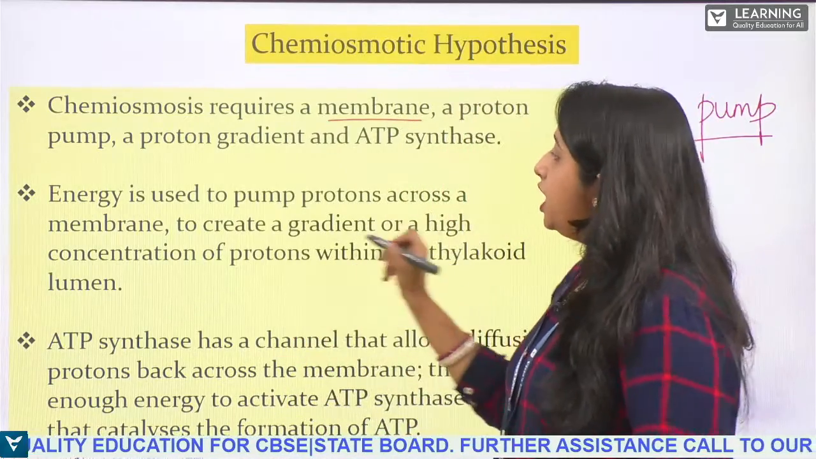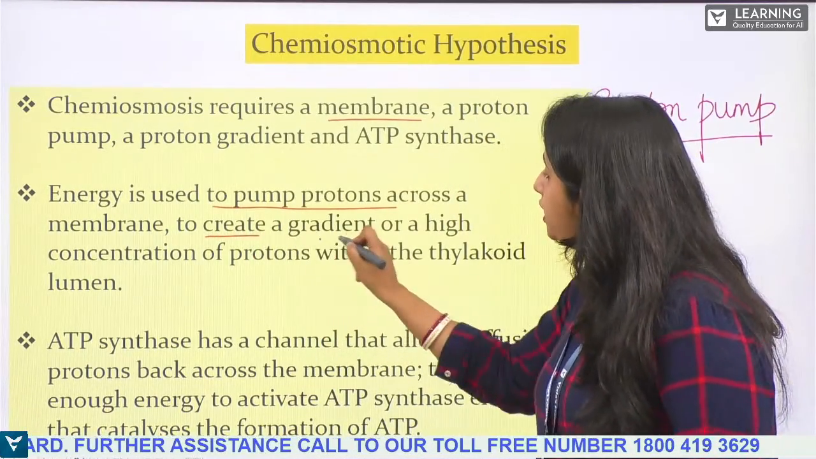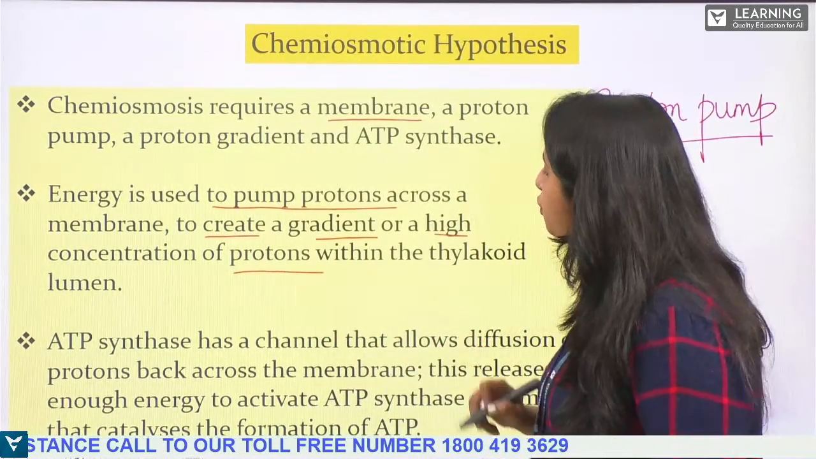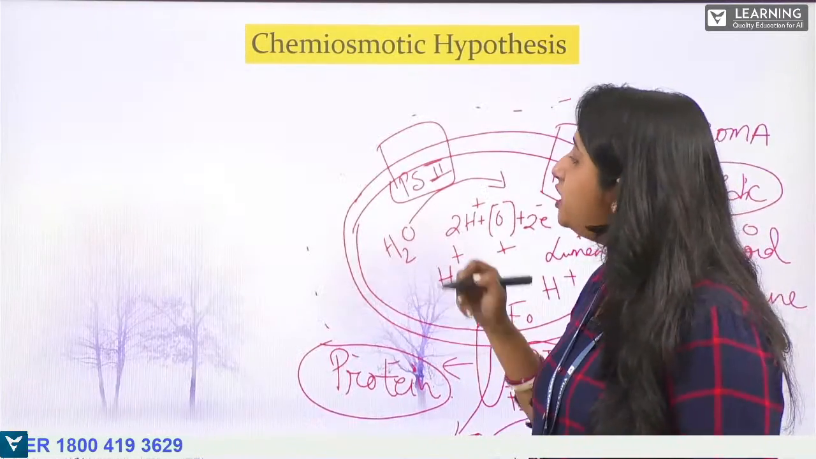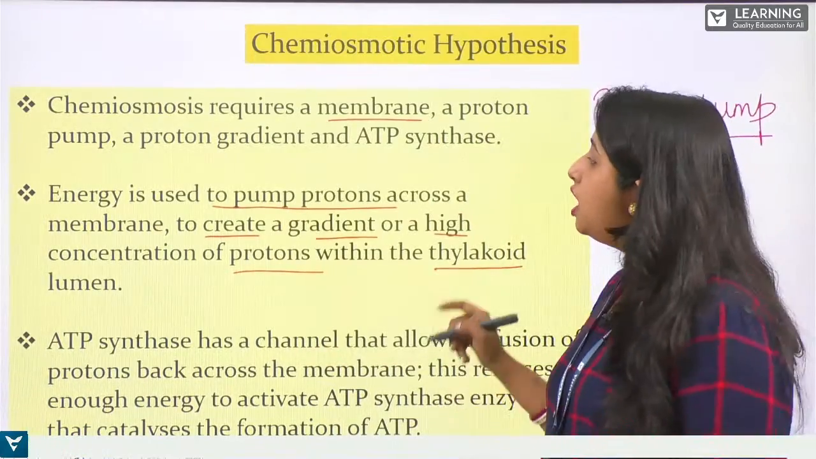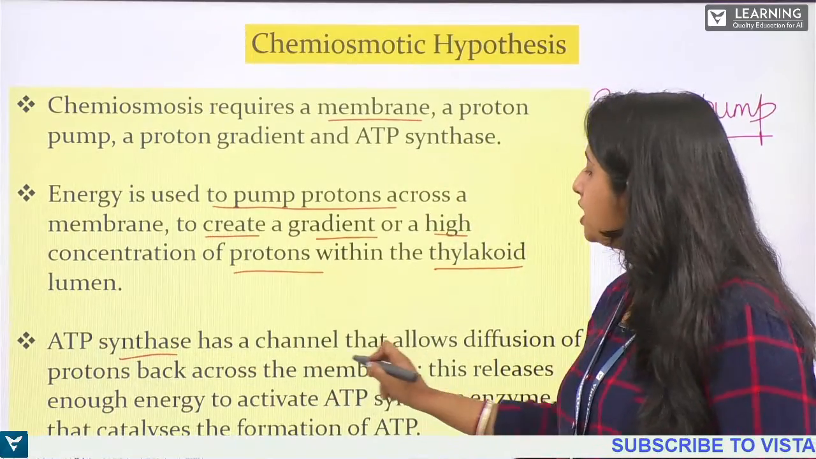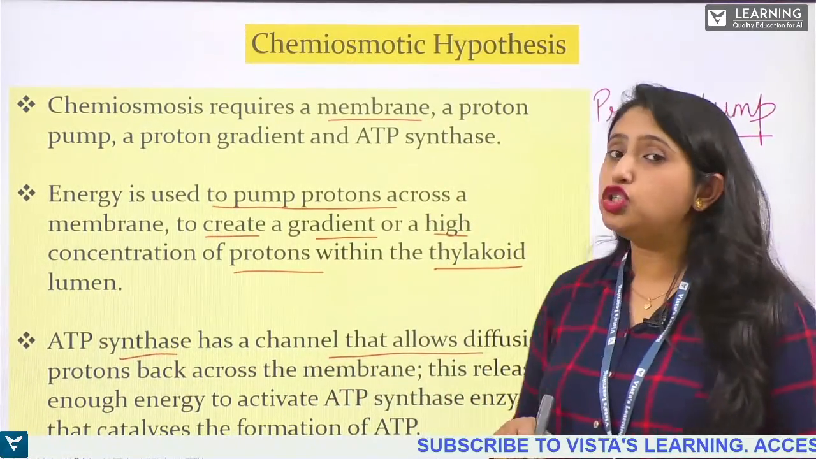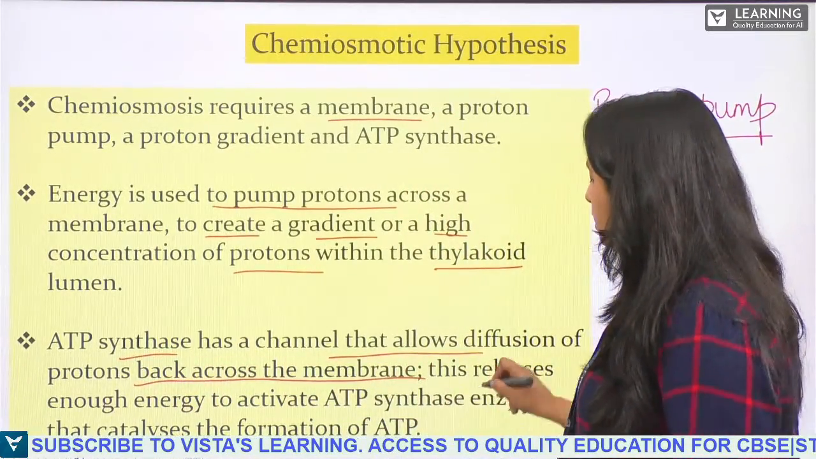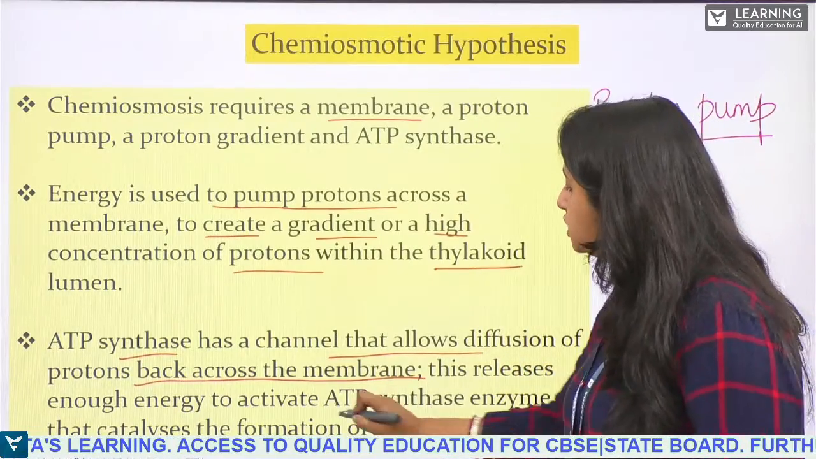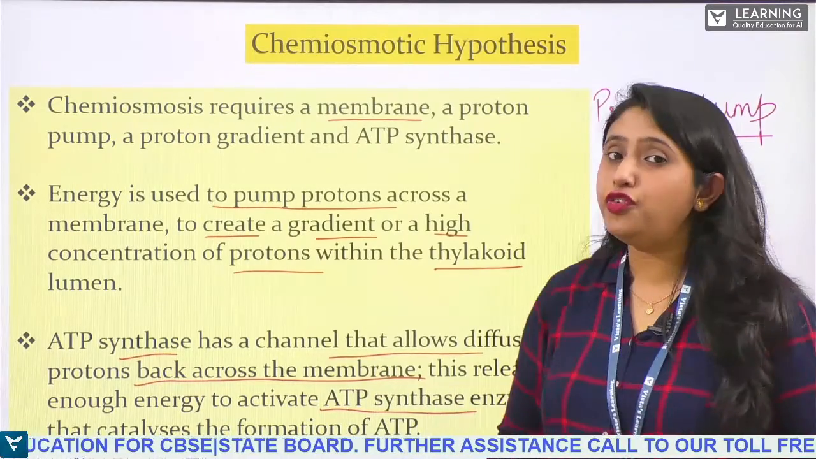Energy is used to pump the protons across the membrane to create a gradient, or high concentration of protons, within the thylakoid lumen. So here a huge amount of energy is required. ATP synthase has a channel that allows the diffusion of the protons back across the membrane. This releases enough energy to activate the ATP synthase enzyme that catalyzes the formation of ATP.